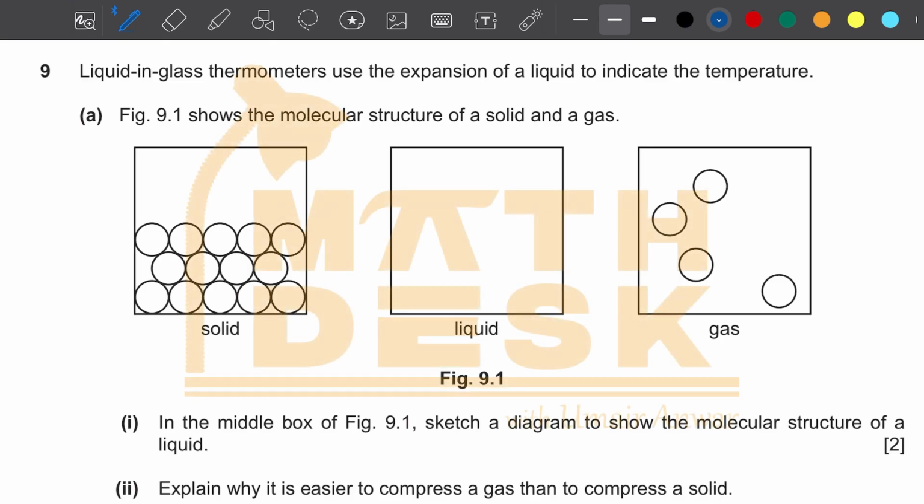Welcome to this tutorial. I'm solving question number 9 of paper 21 October-November exam series of 2021. The question is related to thermal physics.